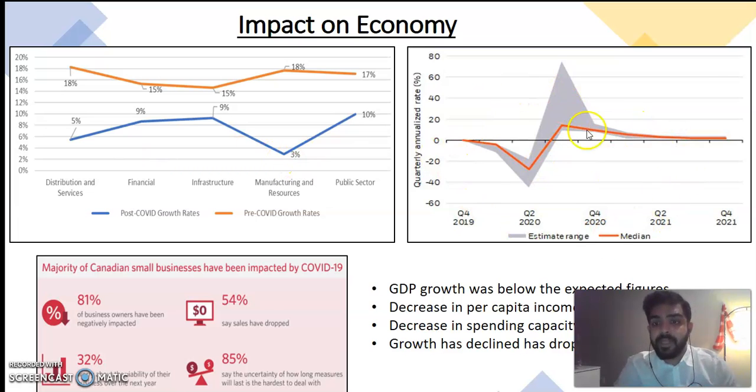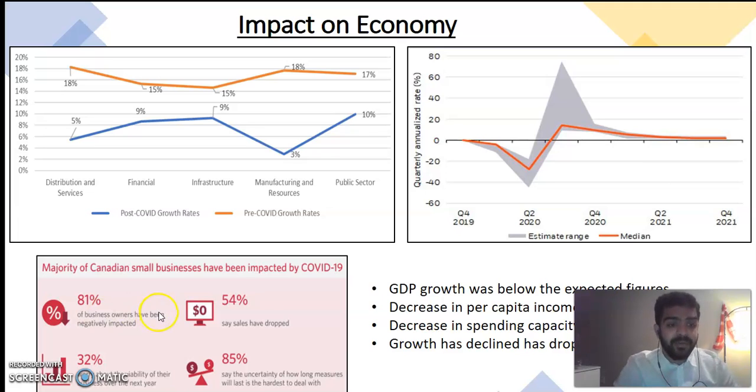The graph over here shows the estimated range of the annualized growth rate that we were expecting back in 2020 and 2021, while the median has been on the very lower end, which means it had a higher potential, but the growth rate was very low. Not to mention, apart from the decrease in per capita income and in the spending capacity of individuals, growth has declined in almost every sector, and the worst hit were the small business holders.